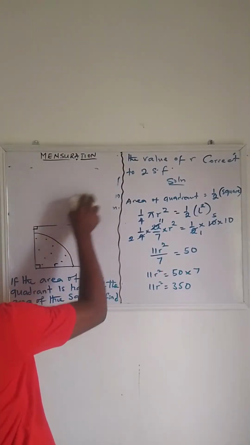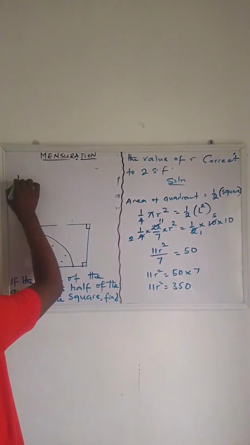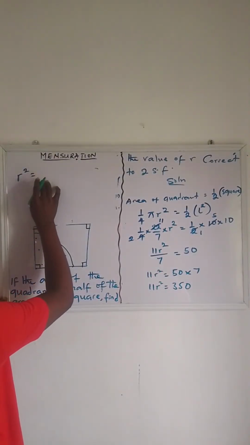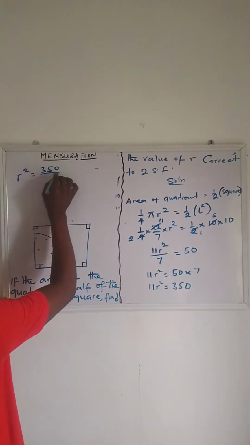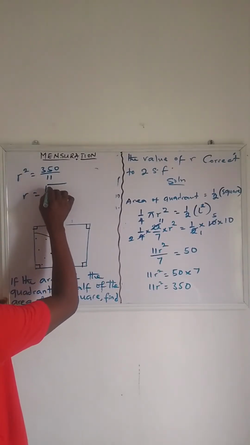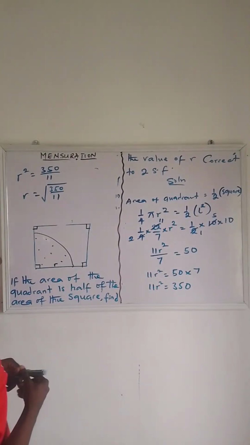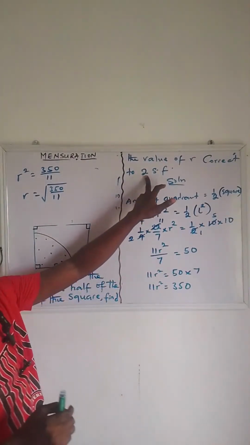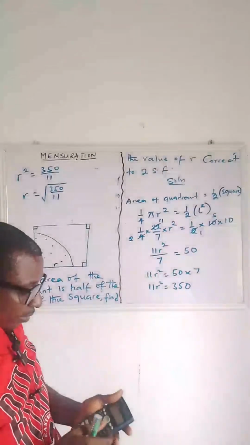So when you divide both sides by 11, we have r squared equals 350 over 11. So r will be the square root of 350 over 11. Okay, so now don't forget the question asks us to correct to the nearest 2 SF.